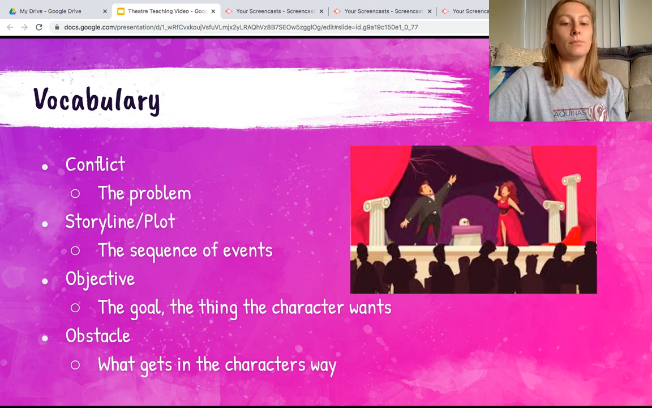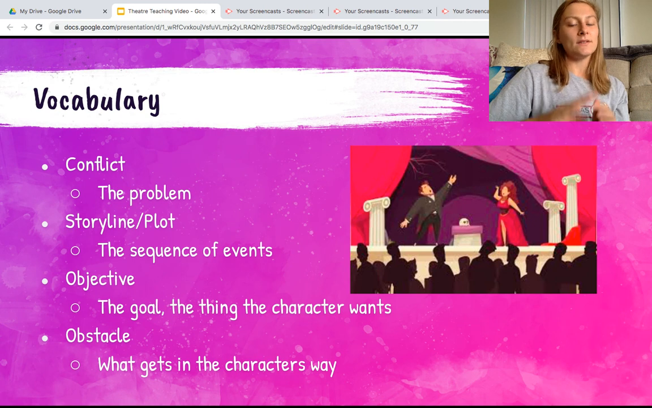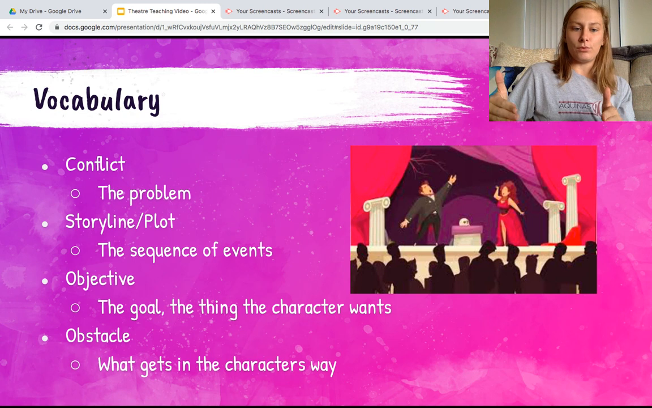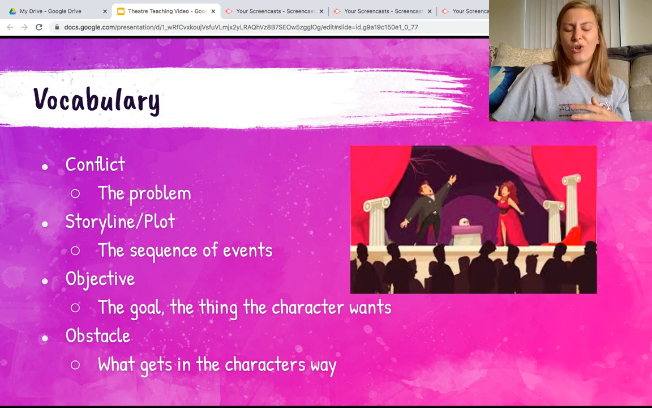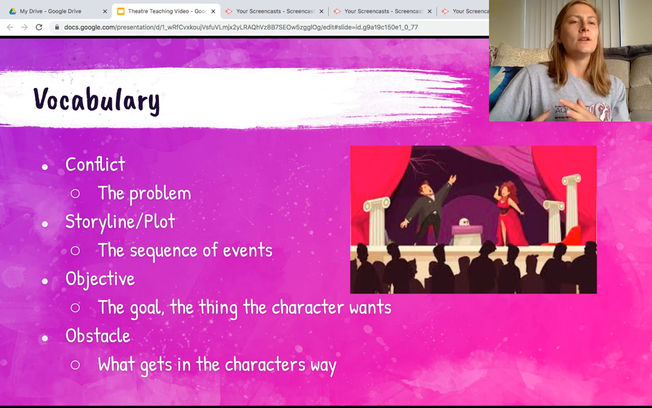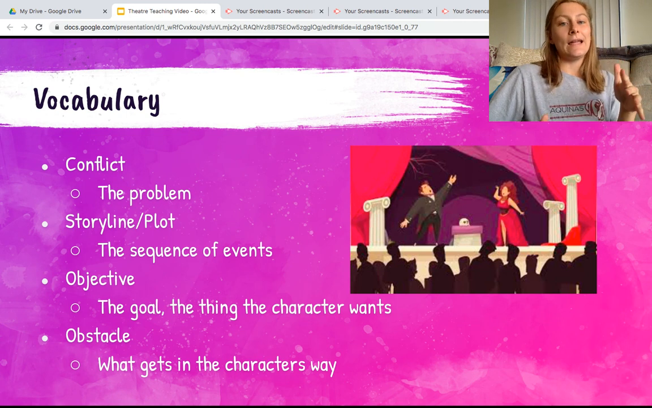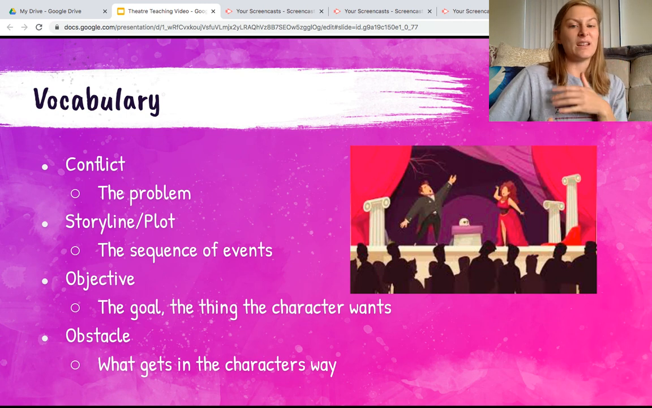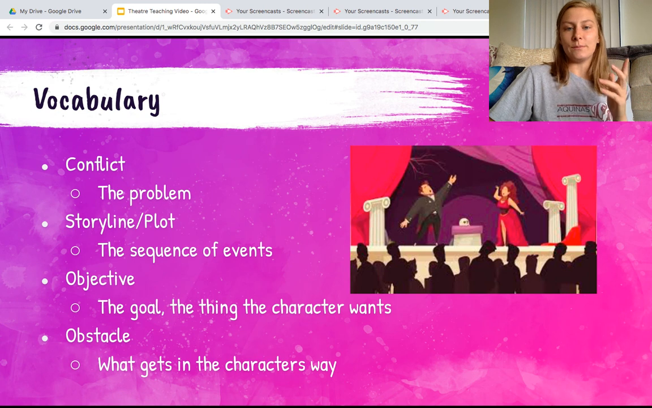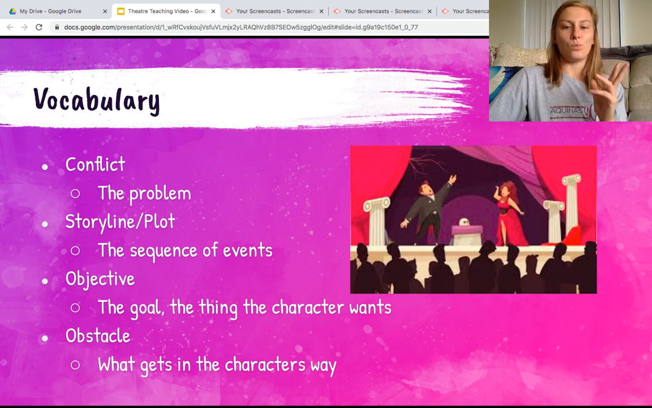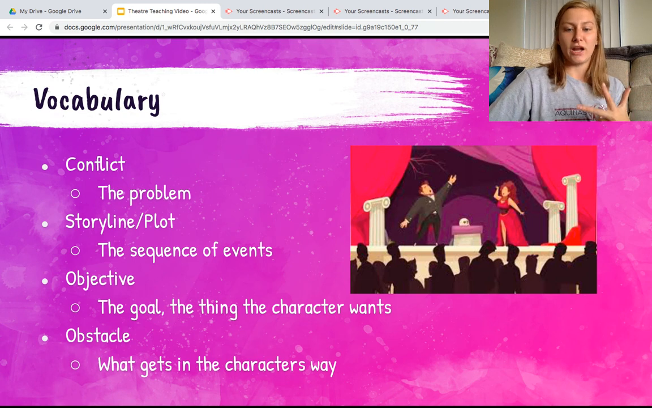The storyline or plot is the sequence of events. So, what happens throughout the story, the events that happen throughout. And then we have the objective, which is the goal or the thing the character wants. So, let's say the prince tries to save the princess from this dragon because he wants to marry her. So, the objective for the prince is to save her and then marry her, right? That's what he wants. He wants to save her and marry her.